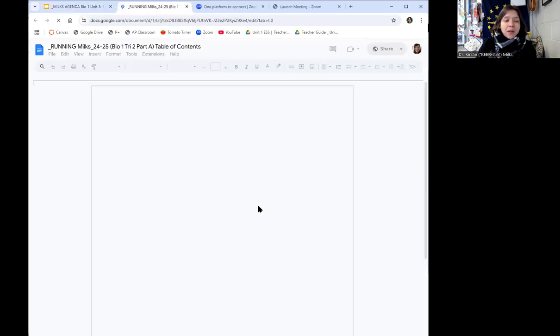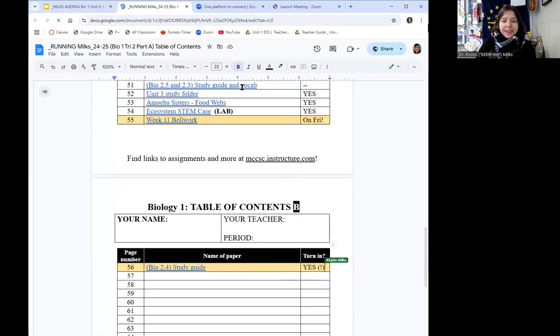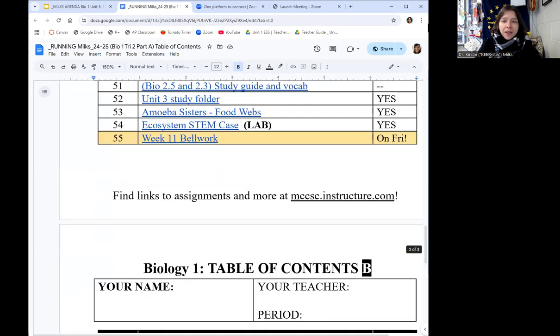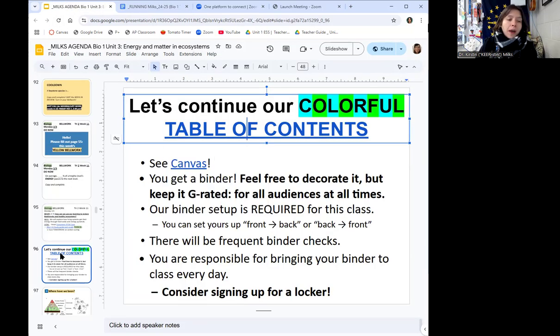So here is our table of contents page. We have two new items in the table of contents for you. They're split. Isn't that interesting? One of them is the week 11 bell work. That's page 55. And then the other one is the study guide. Unusually for us, we are going to be turning in the study guide because it has some practice problems that we think you are going to want to see one more time based on student feedback from last year.